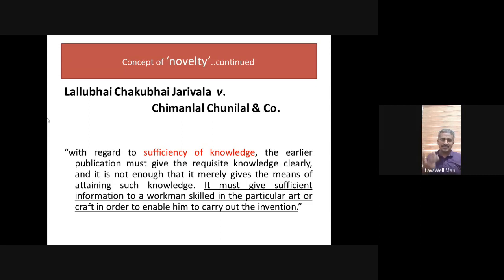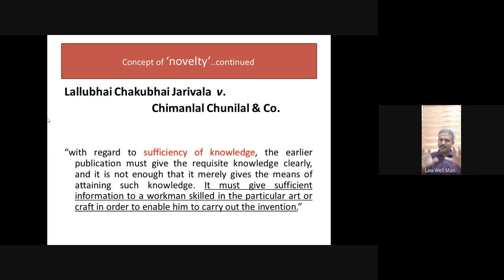With regard to sufficiency of knowledge, it says that it must give sufficient information to a workman skilled in the particular art. I'll go once again. It must give sufficient information. The information should be so much that a workman, meaning a person who is abreast of the present technological state of affairs, who knows all the technology presently, if it is shown to him, what would he say? That's a kind of test that is laid down by the court.